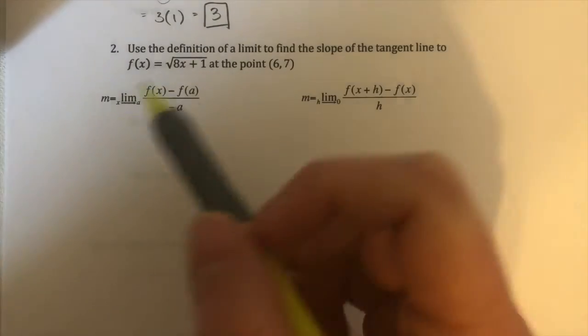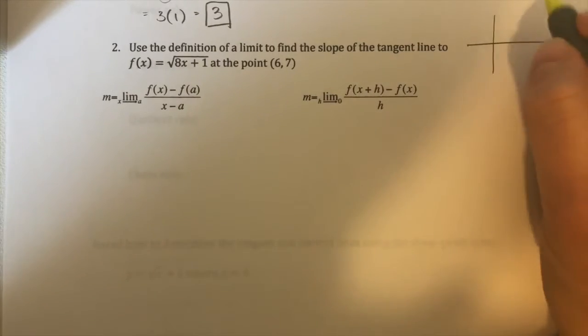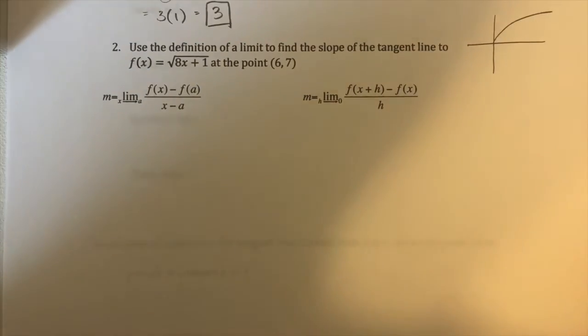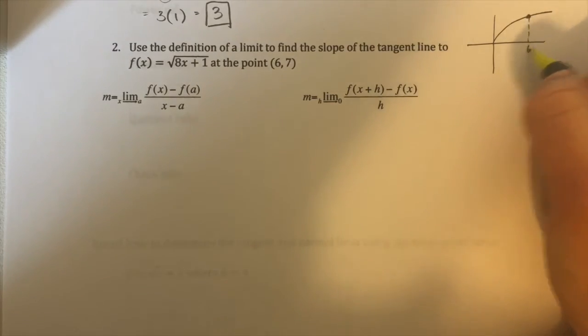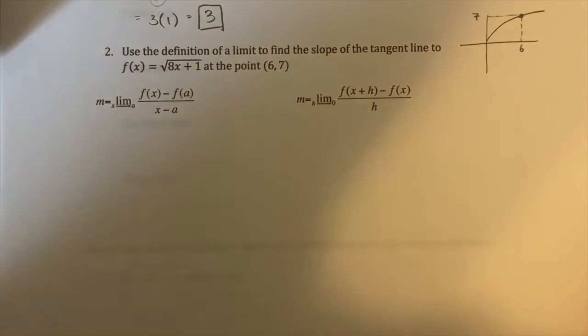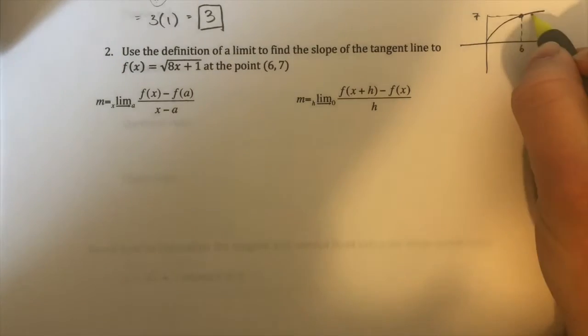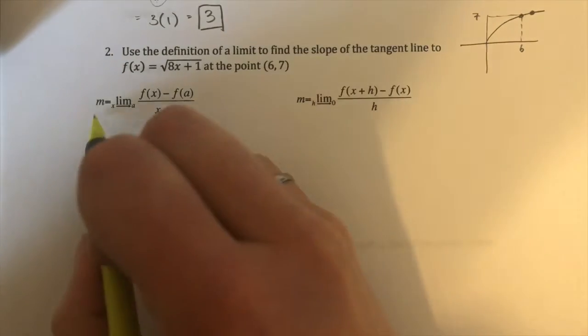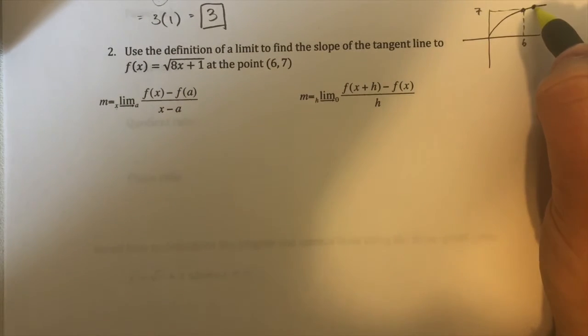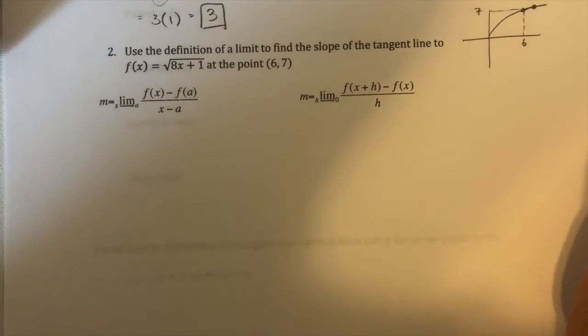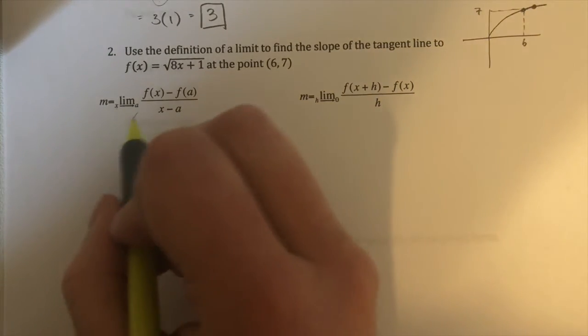So there's two ways to do it. If you have your graph, it's going to look something like that. So you've got this point 6, 7, okay? Either you can pick a point where your x value, so this one in question, is getting closer and closer to 6. Remember, the idea of a limit is trying to get closer to that tangent as opposed to a secant. So that's the x approaches a method.